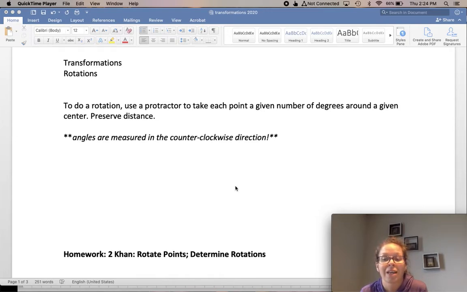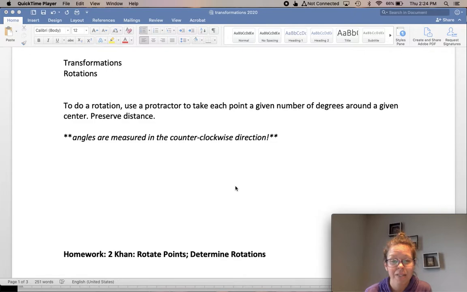Angles are measured in the counterclockwise direction. Okay, so we always want to think about measuring in the counterclockwise direction when we talk about angles. That's for a positive. If we want to go clockwise, then we're going to say that it is a negative angle measurement. So angles measured positively are going to go counterclockwise. Angles measured negatively are going to go clockwise.